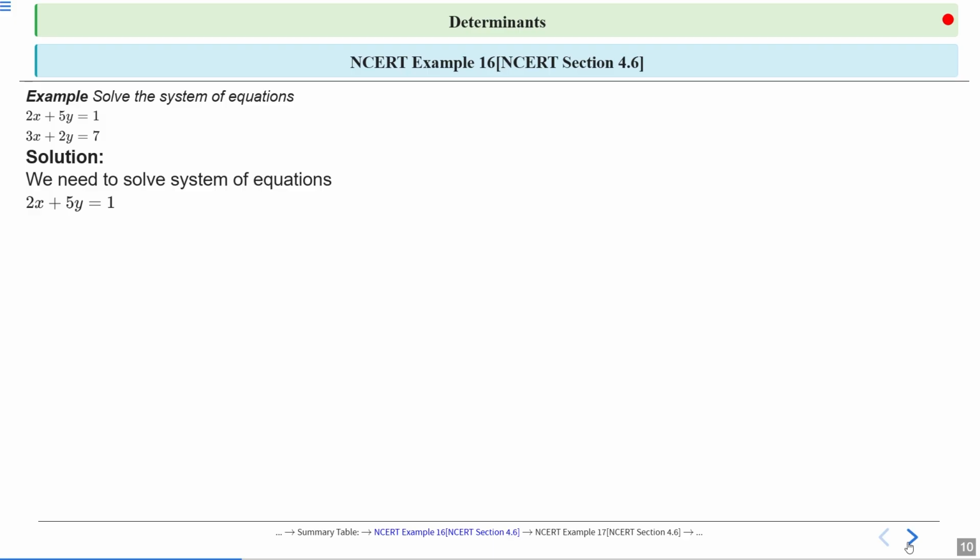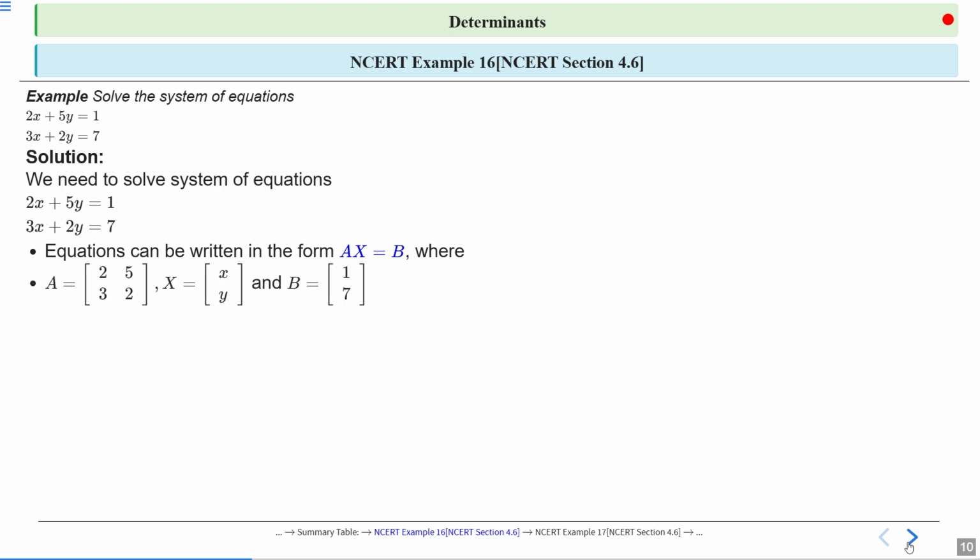We need to solve the system of equations 2x plus 5y is equal to 1, 3x plus 2y is equal to 7. So at first, we write these equations in matrix form. The form is AX is equal to B, where A is the matrix of coefficients, so 2, 5, 3, 2. And the variables are x and y, that is matrix X, X is equal to x, y. And for matrix B, 1 and 7.